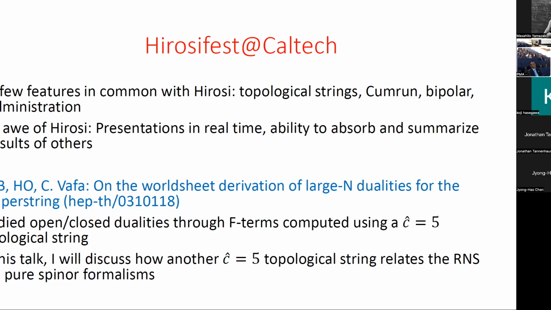There's one paper I wrote with Hiroshi together with Cumrun, and it's actually a little bit related to the topic I'm going to talk about today, in the sense that what I'm going to talk about today is a c-hat equals 5 topological string, which turns out to be related, in a way I'll describe, to the pure spinor formalism. Of course, in the paper with Hiroshi, it was something very different, that he was working on together with Cumrun about open-closed duality. But the c-hat equals 5 theory hopefully is something that will be in common with other things also.